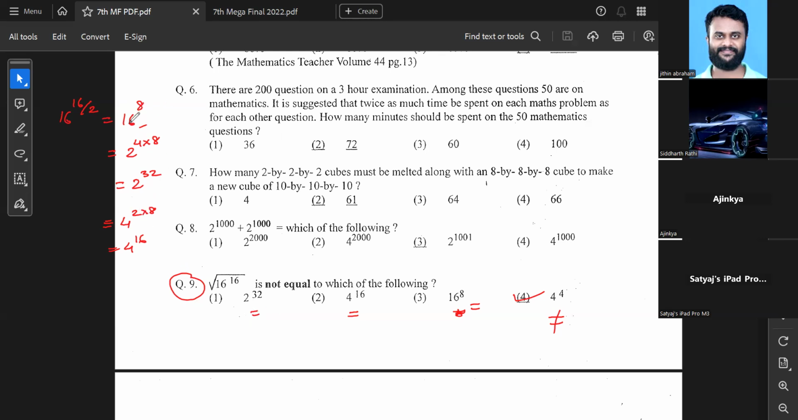This 16 can also be written as 4 raised to 2. So 16 raised to 8 can be written as 4 raised to 2 into 8. That is 4 raised to 16. Hence 4 raised to 16 is an equal number. Similarly, 16 raised to 8 is an equal number, which means 4 raised to 4 is not an equal number. We need to find what is not equal.